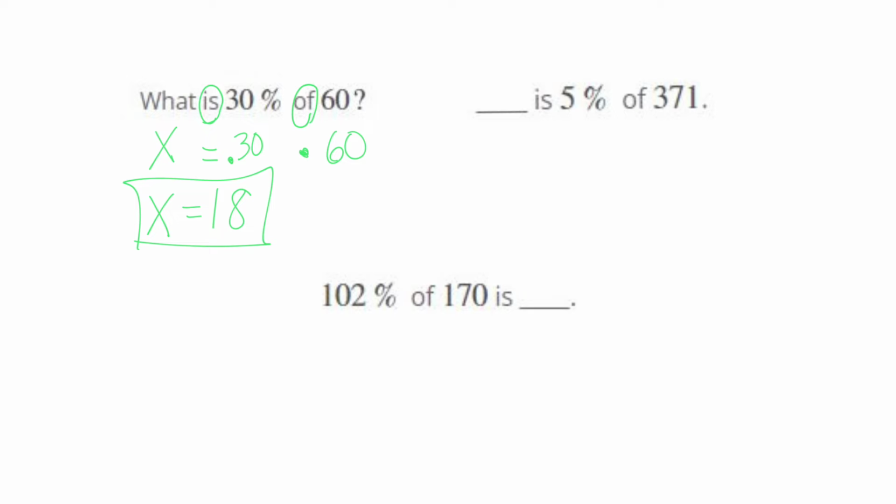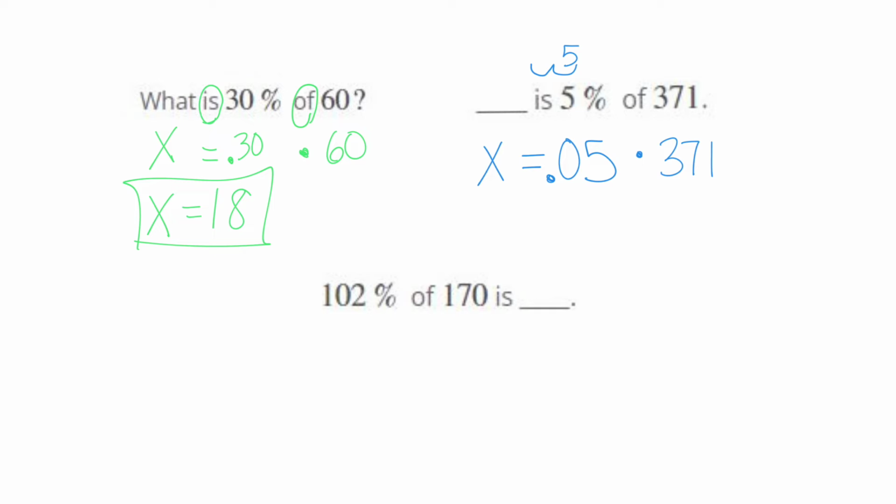Let's try another one. The next one is actually the same problem, it's just written differently. It says blank is. Well, that's the same as the what is. That's still my x. Is means equals 5%. Oh, that's that single digit thing. Remember that if it's a 5, I'm going to have to back my decimal up 2 places. So it looks like 0.05 when I do the computation. Of means multiply 371.